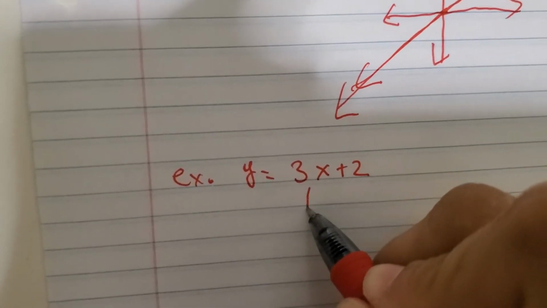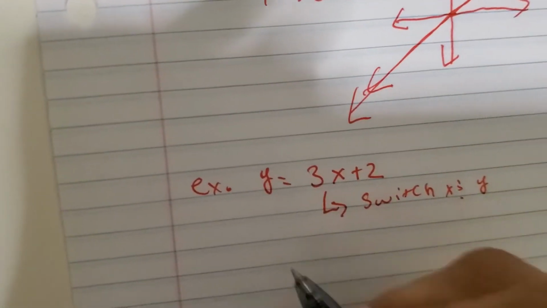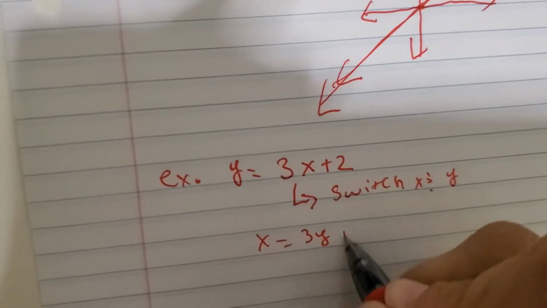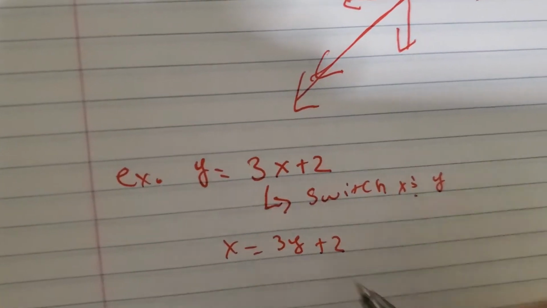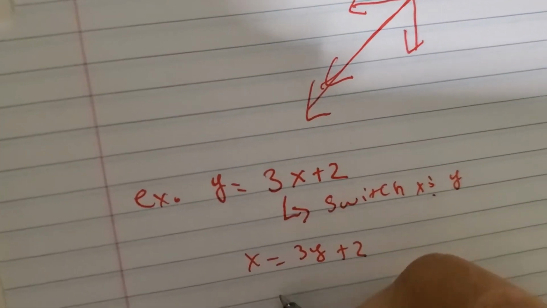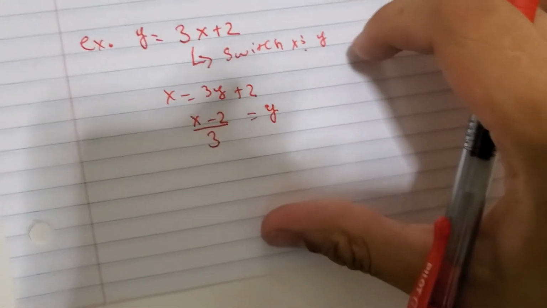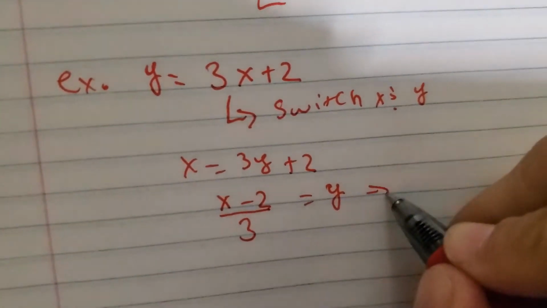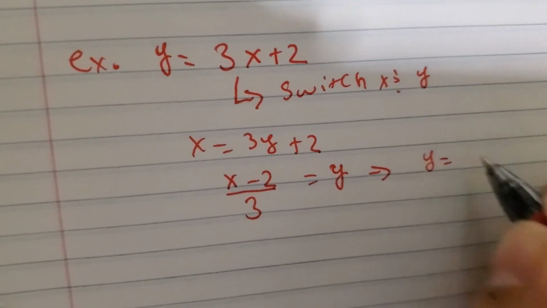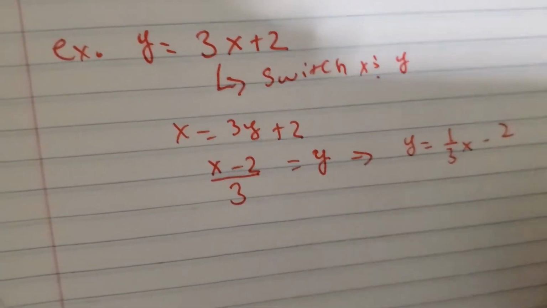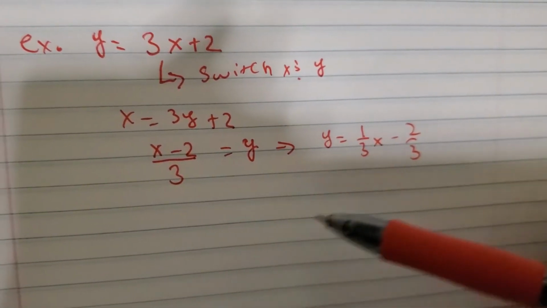Now we need to invert, so we switch x and y, meaning we have x is equal to 3y plus 2. For any value, x gets switched with y, and we solve for y. We subtract 2 on both sides and divide. This makes a line: y is equal to 1/3 x minus 2/3. So that's an inverse function.